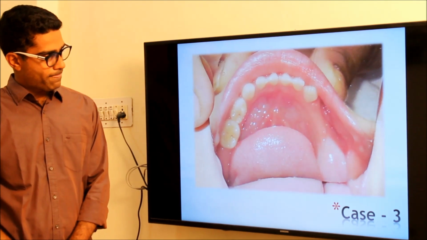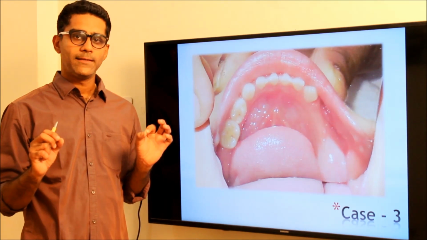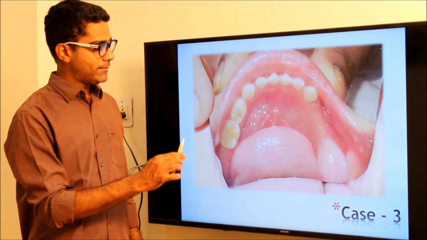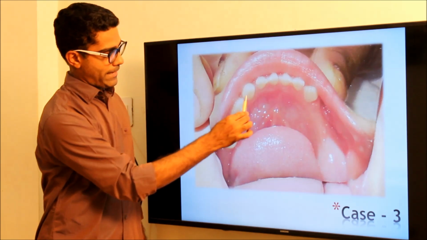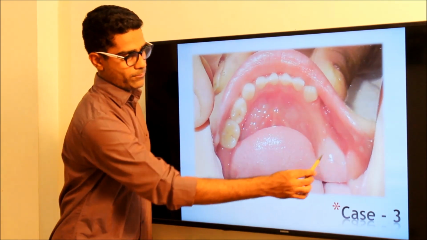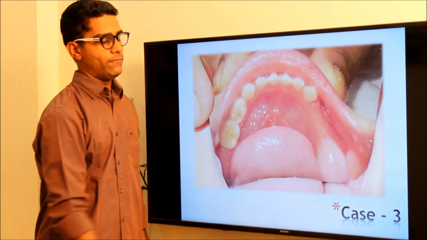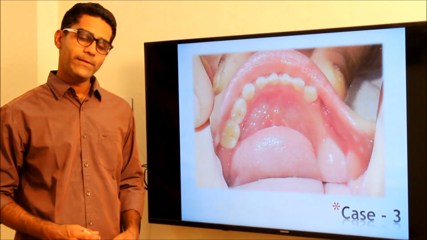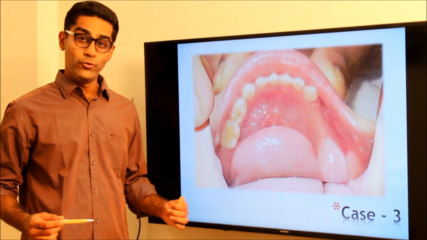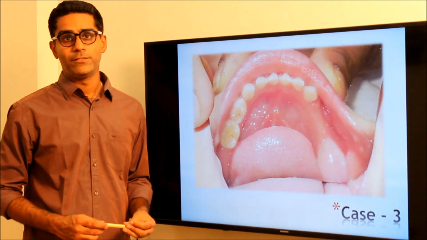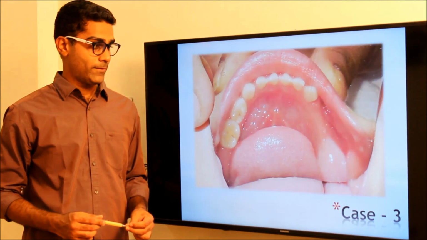Coming to case 3, identify the teeth. All primary teeth, no permanent molar yet erupted. Still we have a unilateral loss of first and second primary molar. Any guesses? Band and loop? No. Lingual arch? No, no, no.